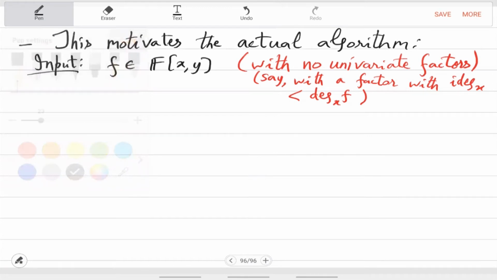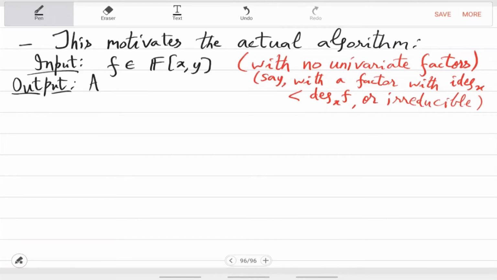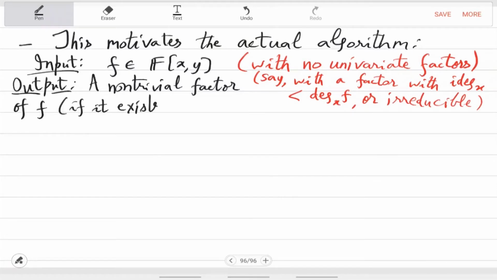So that is your input. In the output, well, okay, to correct that, it could also be irreducible. It is either irreducible or there is a non-trivial factor where the individual degree of x is smaller. We have to distinguish these two cases. So in the output, we will get a non-trivial factor of f if it exists. If it does not exist, then we will output that f is irreducible. Okay, and this will be a deterministic polynomial time algorithm.